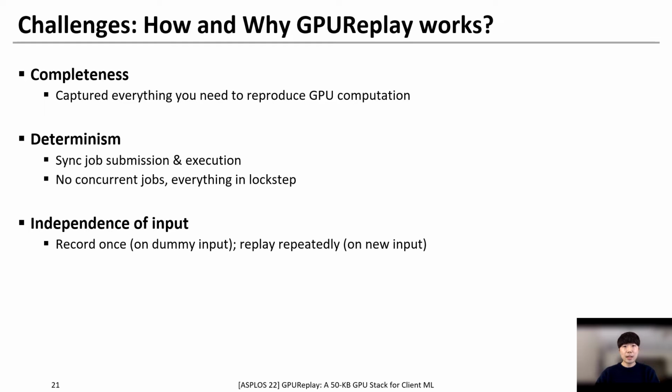Let me share some insight into how it works. First is completeness. We capture everything required for GPU computation and we pack them into a recording. Second, determinism. We identify non-deterministic CPU and GPU interactions that may result in incorrect GPU computation. We then constrain them for determinism. For instance, when recording, we force synchronized job submission to make everything in lockstep. Third, independence of input. Once you record the computation, you can get a new result repeatedly by replacing the input with a new one.